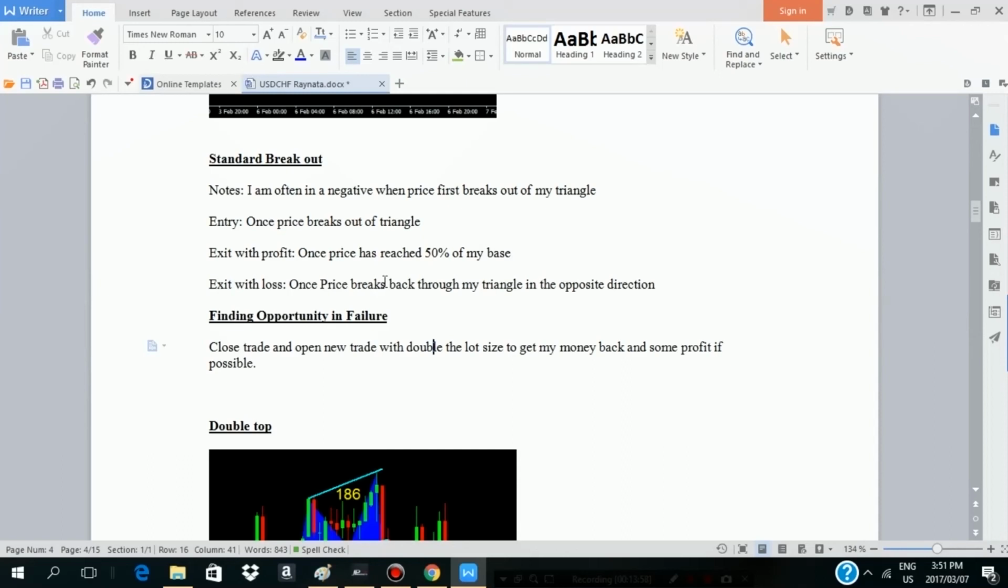So you just want to apply this to every single item on USD CHF. You want to do it for double tops, you want to do it for triangles, head and shoulders patterns, all of it. You want to find how the patterns break out, find the opportunity in failure, and then find the standard breakout procedure. Okay, so this is all for how to create your pattern or compile your strategy.